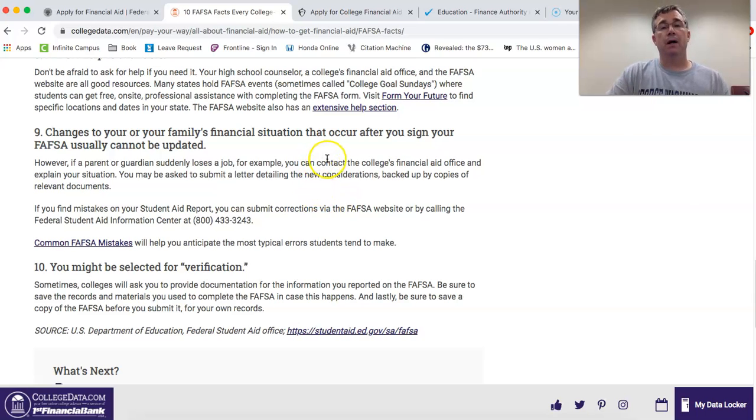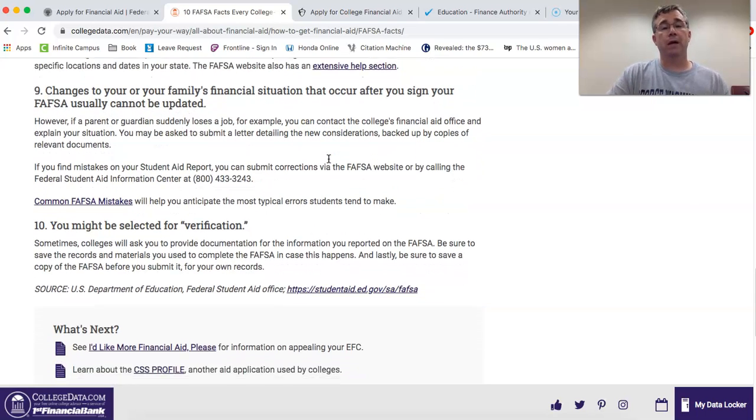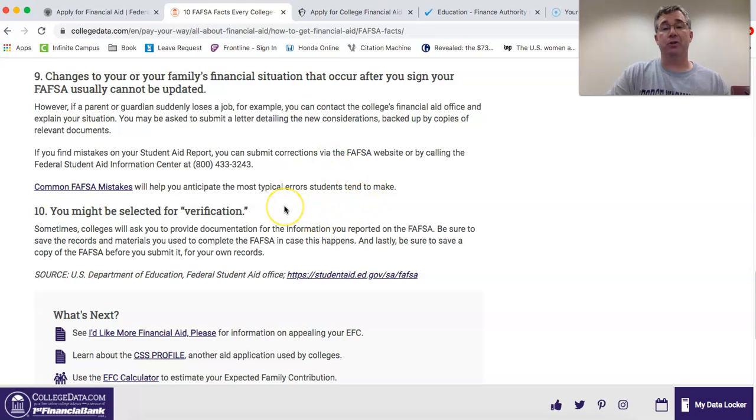Okay, you might be selected for verification. One of the things done to make sure that people are being truthful within this system is that you may be randomly selected for an audit, basically, to make sure that everything in your application is truthful.